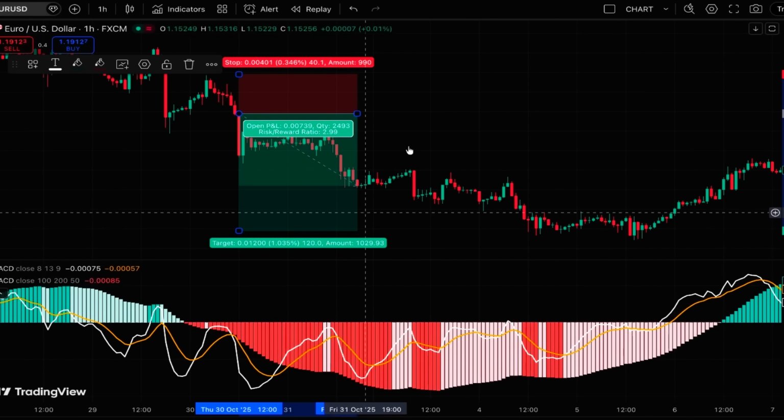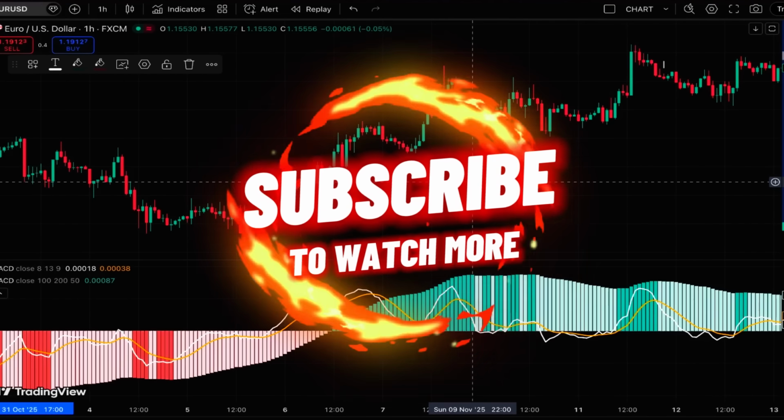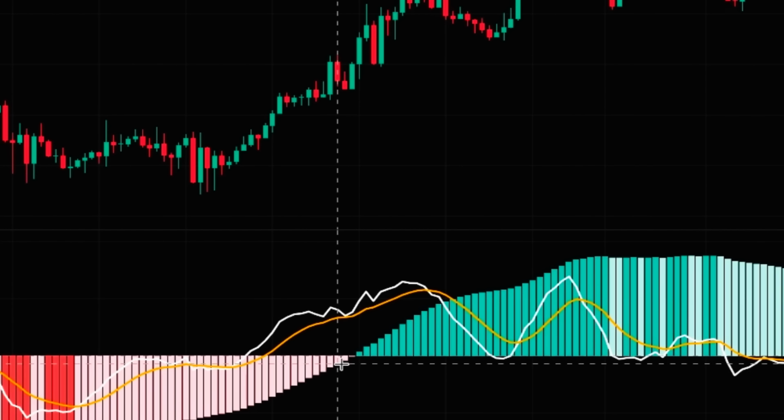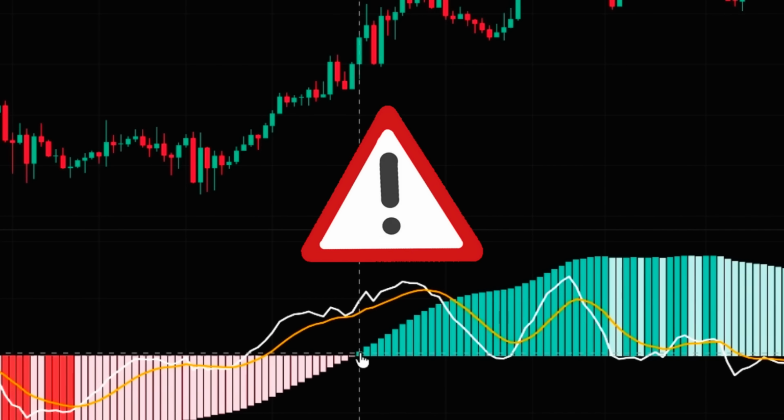This was a short position setup, and now let me teach you a long position setup. Here you can see that the MACD histogram went above the center line and became green. This is an early signal that probably an uptrend is forming on the chart. But as I said, this is not where we enter a trade.